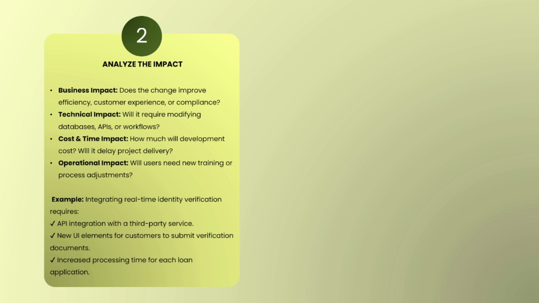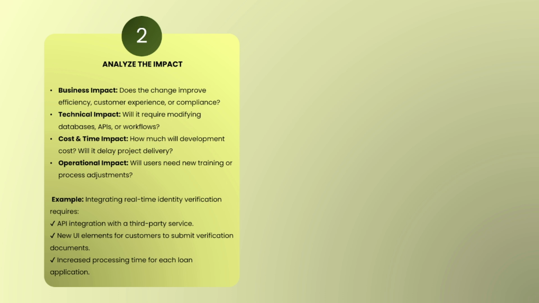The next is cost and time impact. How much development cost is required? Will it delay the project delivery? The timeline might get hurt due to this particular change request, so we need to think about that also. Then operational impact. Will users need new training or process adjustment? When end users use this loan management system, do we need to provide them special training if we put this particular requirement into the new or existing software?